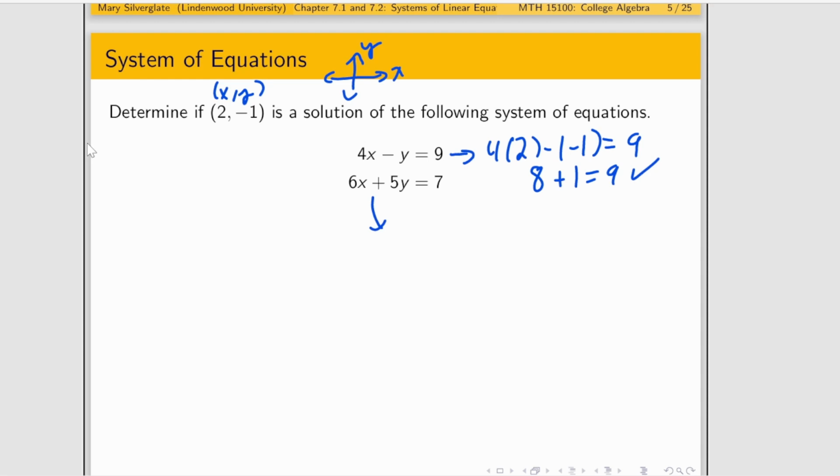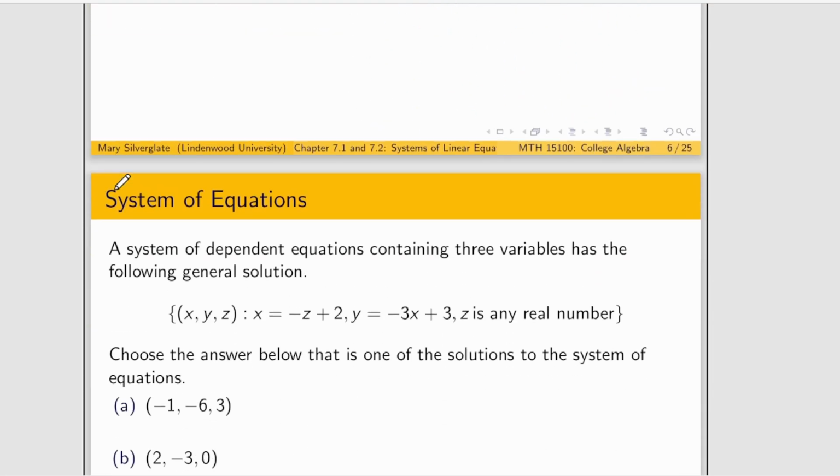To check the second equation, we do the same thing. We plug in 2 for x, we plug in -1 for y, and we check if that's true. So 6 times 2 gives us 12, 5 times negative 1 gets us minus 5. 12 minus 5 is indeed 7. So we are good.